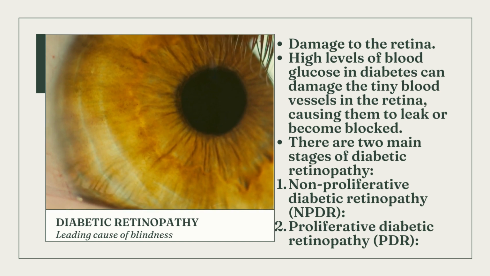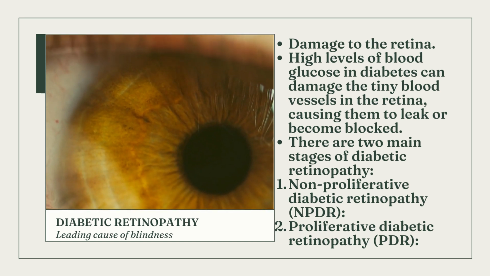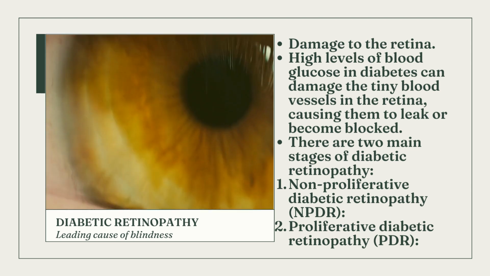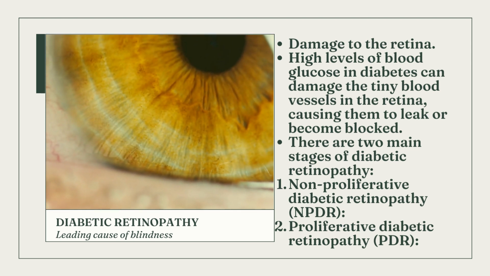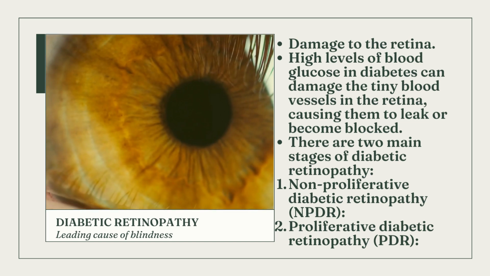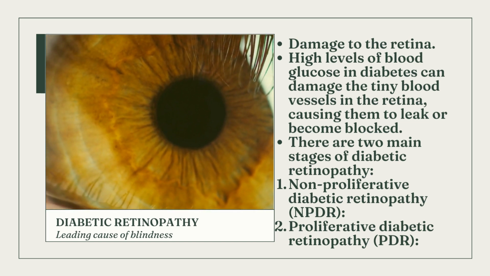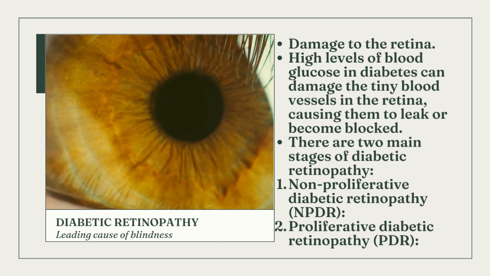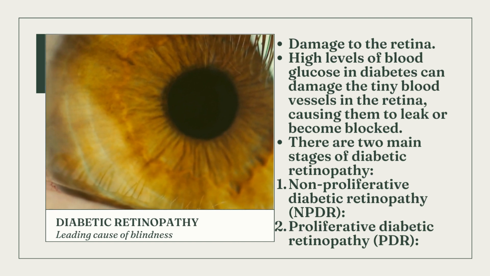1. Nonproliferative diabetic retinopathy, NPDR. This is the early stage of the disease where small blood vessels in the retina start to leak blood or fluid, leading to swelling in the retina and formation of deposits known as hard exudates. This stage can progress from mild to severe, depending on the number of blood vessels affected.